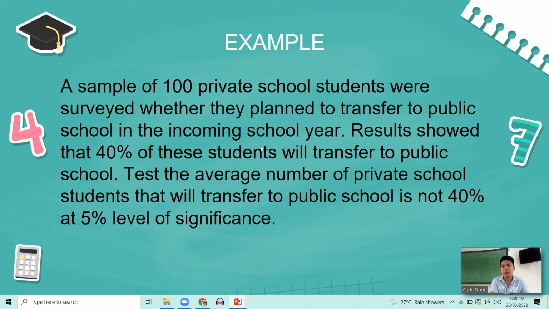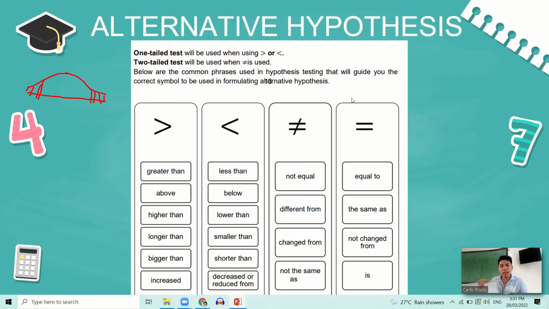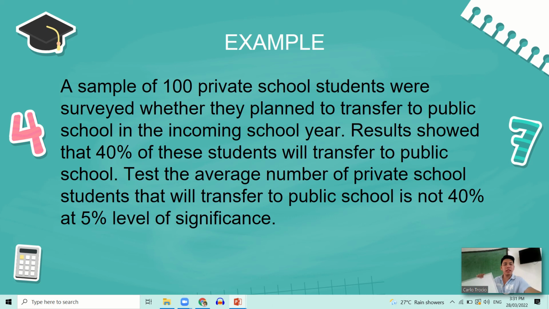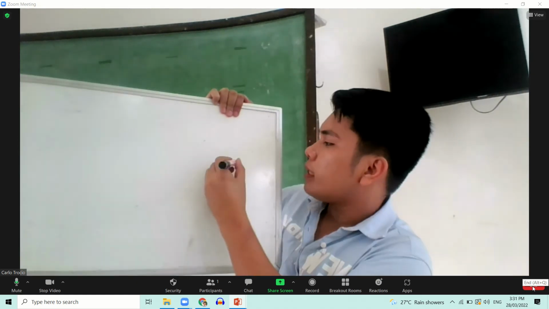How about this? Okay. A sample of 100 private school students were surveyed whether they plan to transfer to public school in the incoming school year. Results show that 40% of these students will transfer to public school. Okay, that's the average number of private school students that will transfer to public school is not 40% at 5% level of significance. So this is something to do with 5% level of significance. Okay, so again, we have the key word here, not, or not equal. Therefore, this is a two-tailed test. Not equal, that is two-tailed test. Let me draw it again. Two-tailed test looks like this.